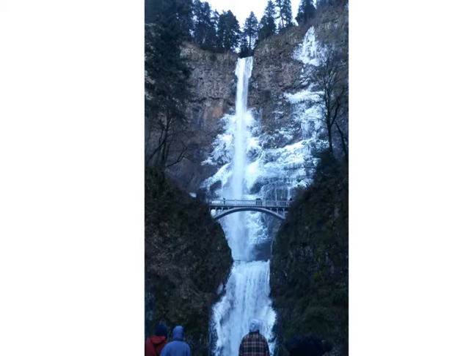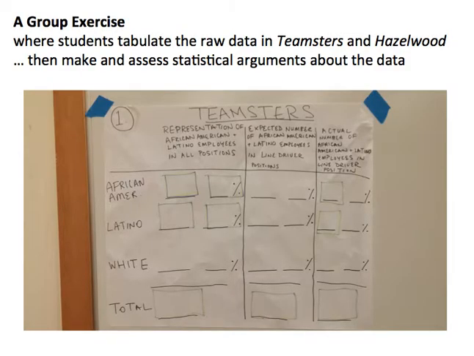At heart, the exercise consists of having students populate the statistics associated with the Teamsters case and the Hazelwood case, using the information that's already in the case. So what I'll do is I'll make flip charts like this that are blank with little boxes around the figures that appear in the case. And then I instruct them to fill in those numbers and then calculate the rest of the numbers based on what they already have in the case. And then we discuss it as a group.